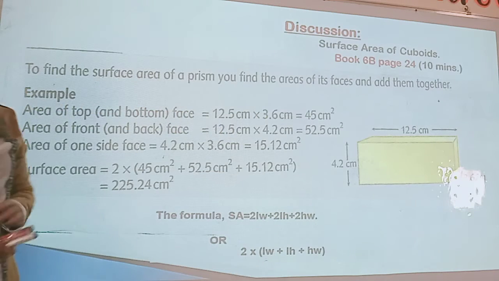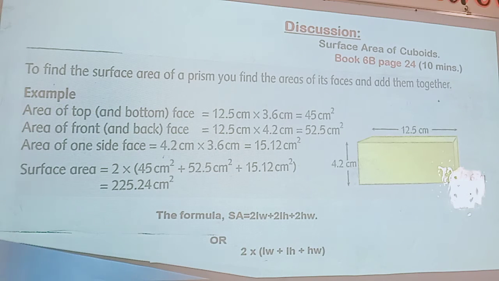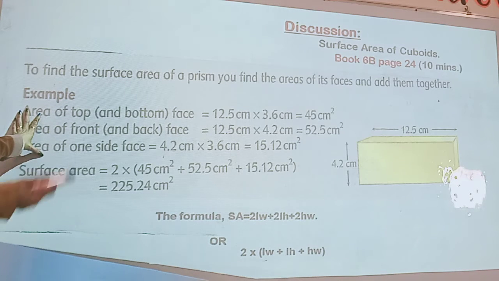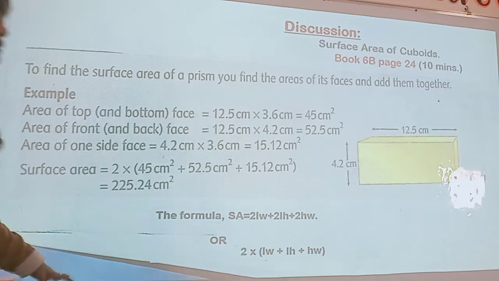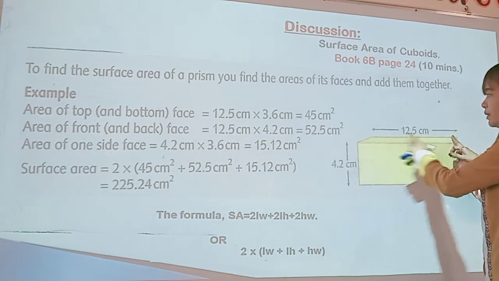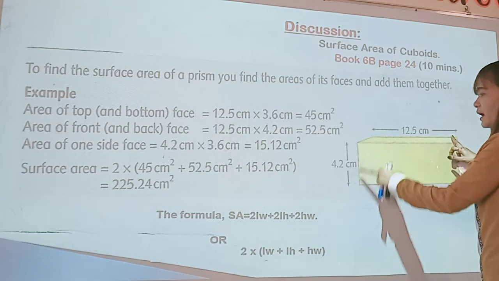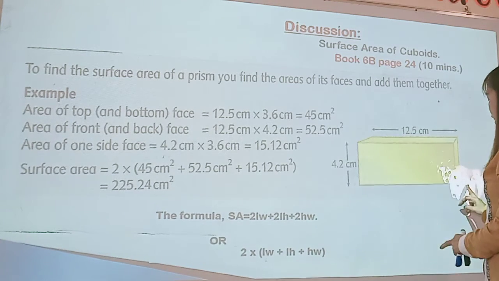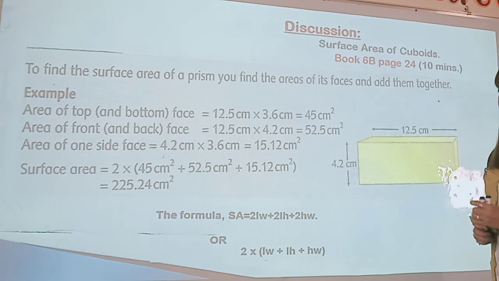So let us proceed to our lesson, which is the surface area of a cuboid. Again, class, how are we going to find the surface area of a prism? You find the areas of each face and add them together. So we are going to find the areas of the faces of the cuboid and then add them together. Let us do this example. We have here a cuboid. The length of the cuboid is 12.5 centimeters, the height is 4.2 centimeters, and the width is 3.6 centimeters.